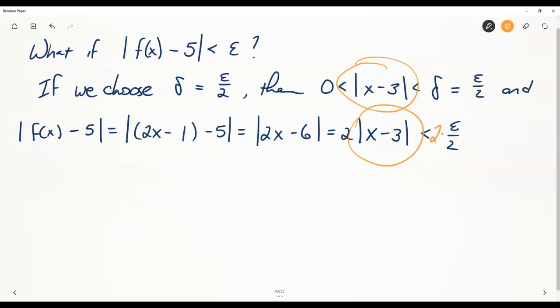And what I'll end up with is that this last line is going to be less than epsilon. And this last line is exactly what we wanted to show. If this number is less than delta, which we had chosen delta to be epsilon over 2, if that is assumed, then if we follow this line of arithmetic, that's going to show that the absolute value of f of x minus L is less than epsilon.